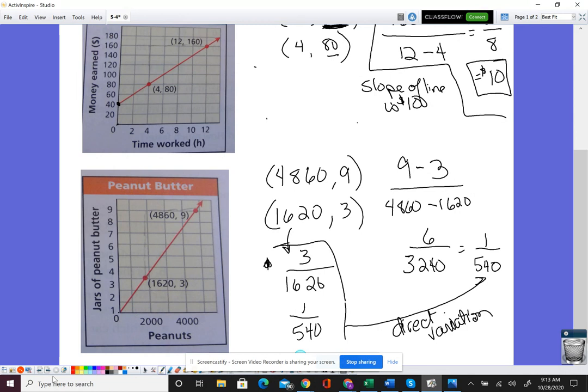Okay, does that make sense? Yes, Mrs. Reed, it makes perfect sense to us.